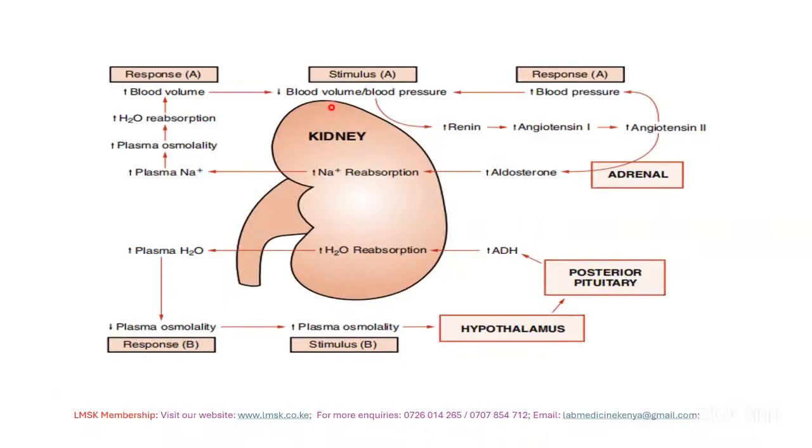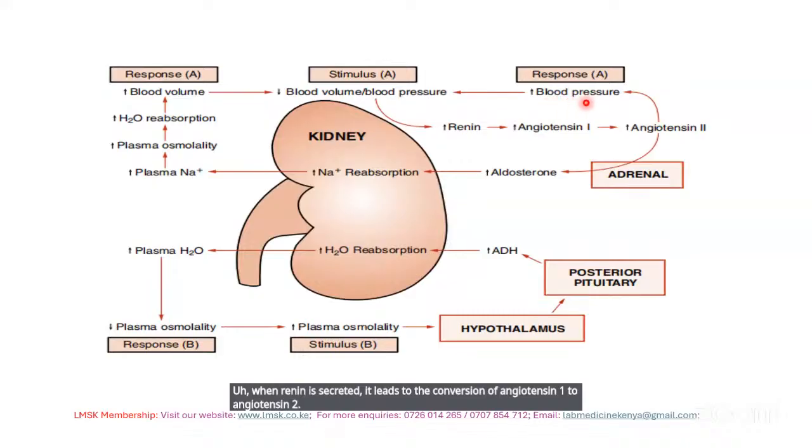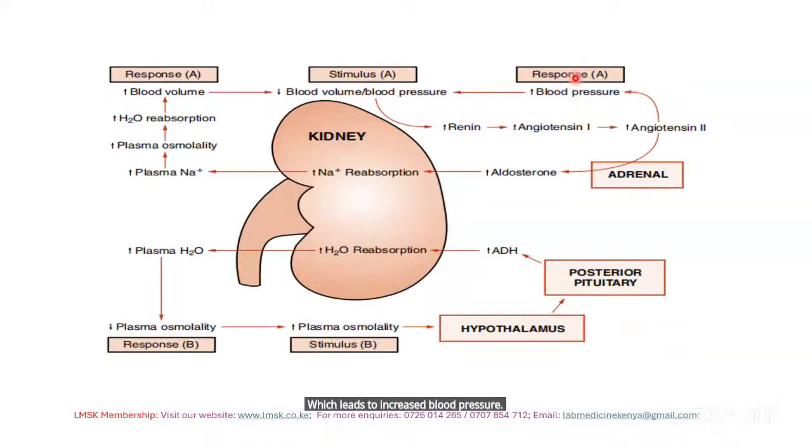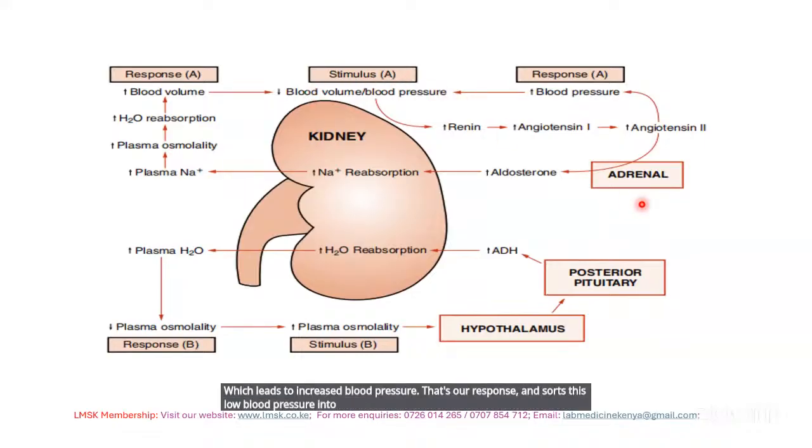This is the system that maybe I should briefly explain. We have a stimulus here, which is blood volume, and blood volume can be decreased. When it is decreased, then there is renin secretion. When renin is secreted, it leads to the conversion of angiotensin 1 to angiotensin 2, which leads to increased blood pressure. That's a response, and it sorts this low blood pressure back to normal.